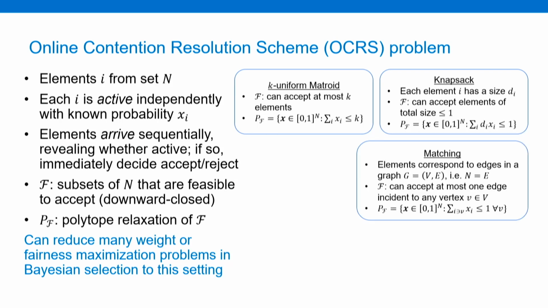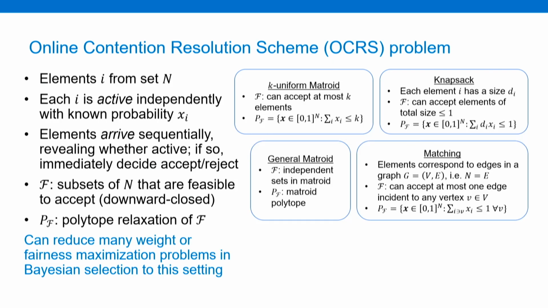Okay, so matching. This is one where the elements are edges in a graph. You can accept a matching, which means you can accept at most one edge incident to any vertex. So you can't accept a subset of edges if two of them collide on the same vertex. And then the polytope is just the expected number of active edges surrounding any vertex can be at most 1. And classically, these problems were studied for general matroids, where F can be any independent set in the matroid, and P_F is the matroid polytope. I'm not going to formally define them here. Okay, so these are some examples.